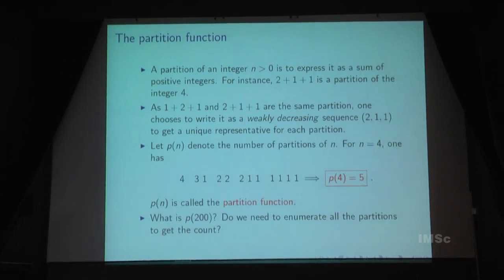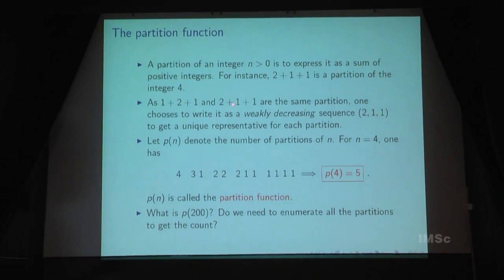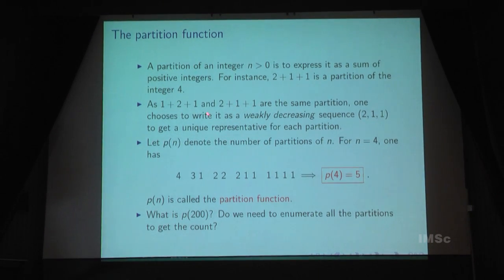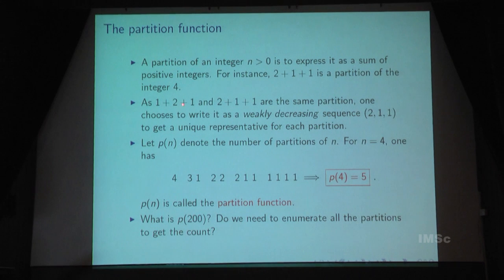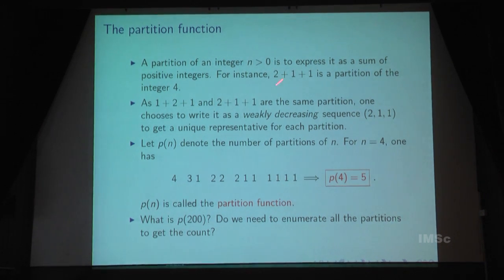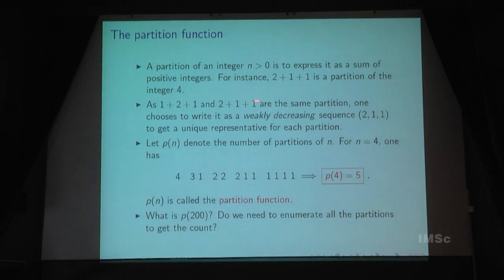So let's begin with a definition. A partition of any integer n greater than 0, you can put n equal to 0 as a definition, is to express it as a sum of positive integers. So let's look at 2 plus 1 plus 1. That's an example of a partition of 4. But of course, there's an issue. I can write it as 1 plus 2 plus 1 or 2 plus 1 plus 1, and we do not want to differentiate these two.